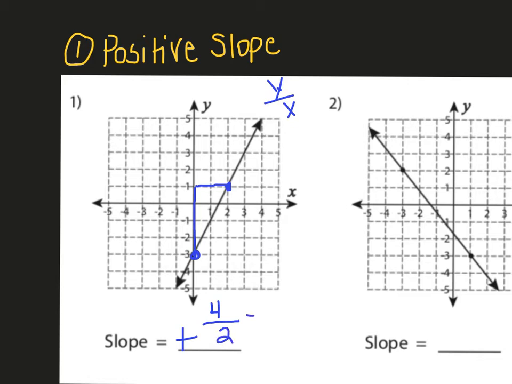So if this can be simplified, then you need to simplify it. Can 4 halves be simplified? Yes. So this one has a slope of 2. And by the way, the letter that goes with slope is M. Why M? I don't know. It just is.